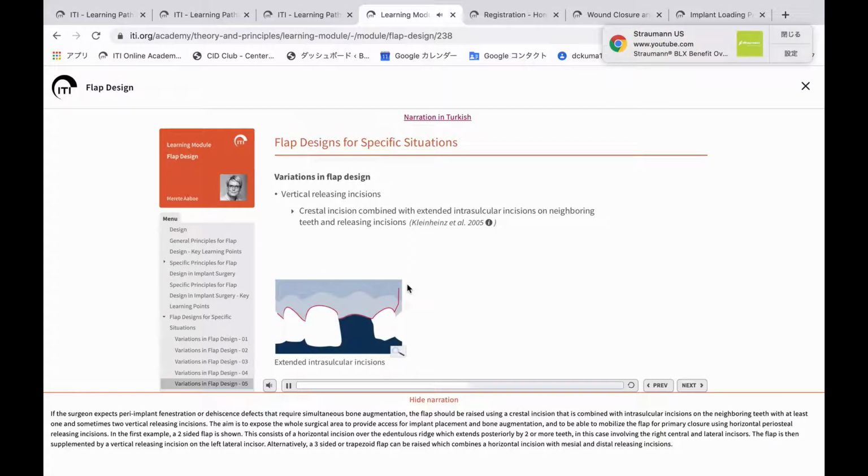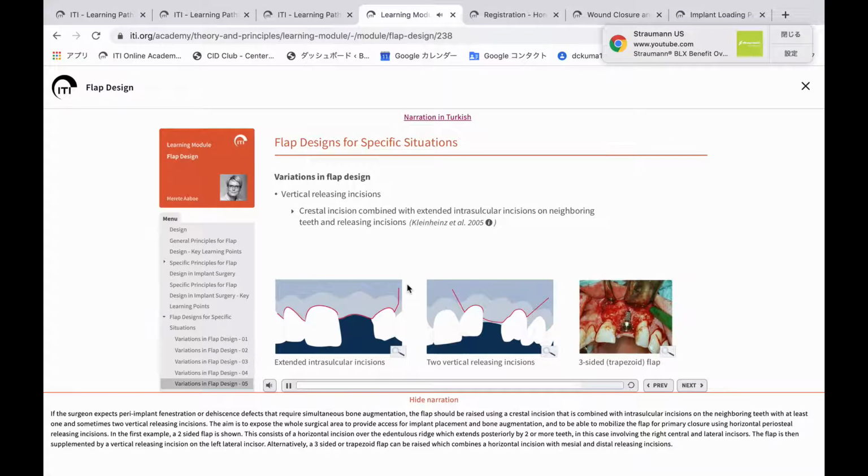In the first example, a two-sided flap is shown. This consists of a horizontal incision over the edentulous ridge, which extends posteriorly by two or more teeth, in this case involving the right central and lateral incisors. The flap is then supplemented by a vertical releasing incision on the left lateral incisor. Alternatively, a three-sided or trapezoid flap can be raised, which combines a horizontal incision with mesial and distal releasing incisions.